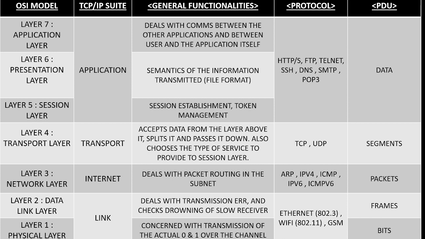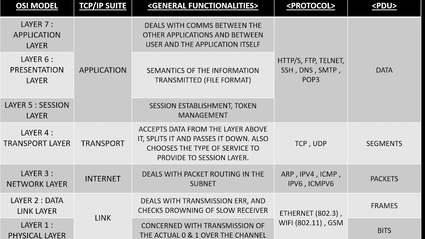Now let's talk about the protocols of each layer. I'm going to be referencing the TCP/IP suite for this. In the application layer, we have protocols such as HTTP, HTTPS, FTP, Telnet, SSH, DNS, SMTP, and POP3. I'm going to be going over some of them in the protocol section.